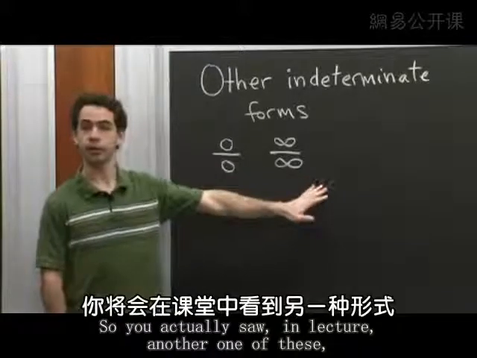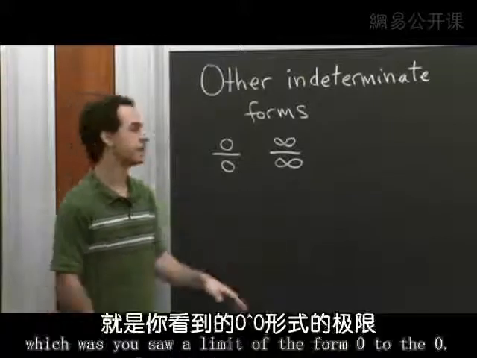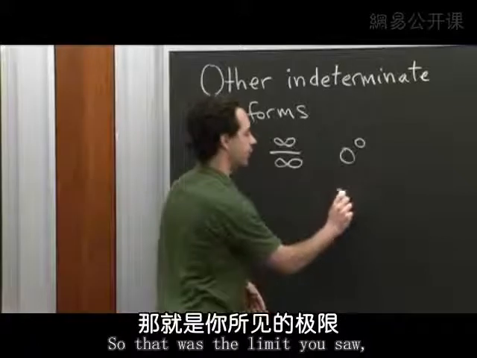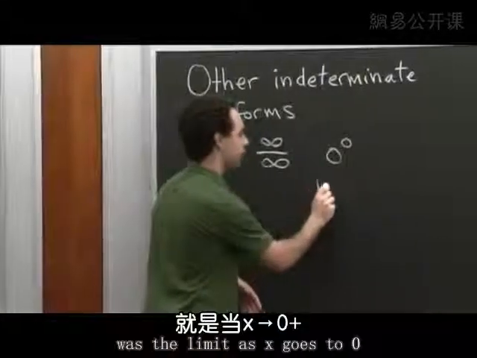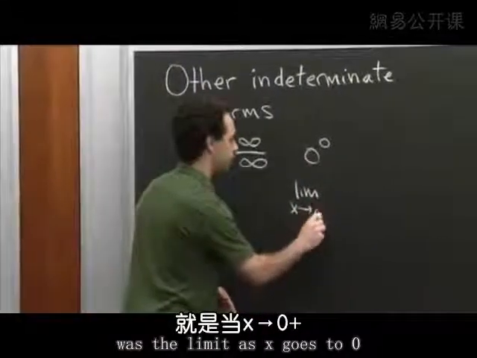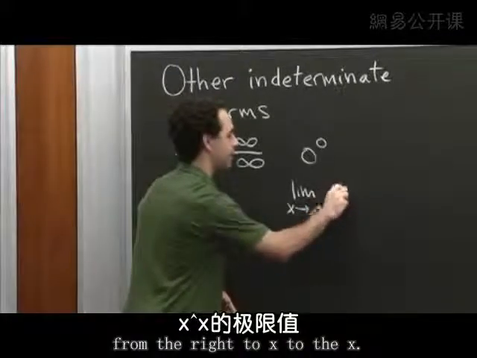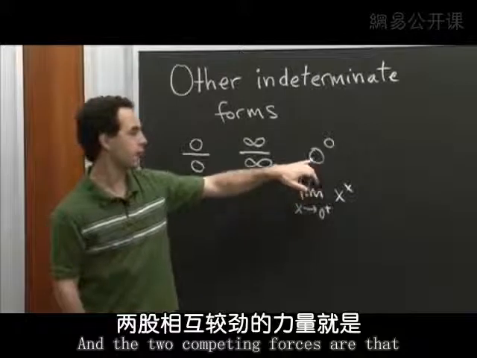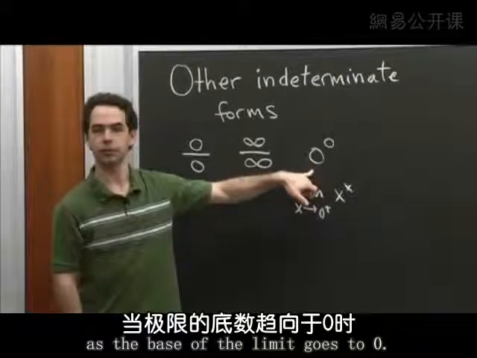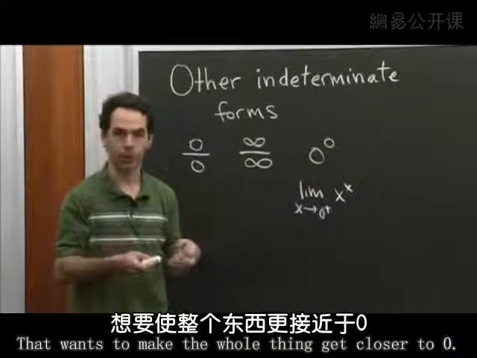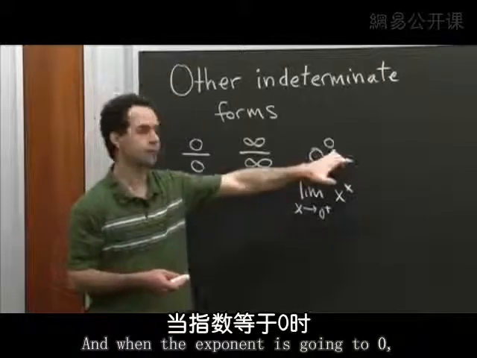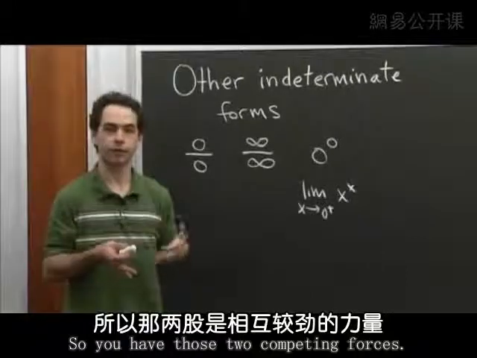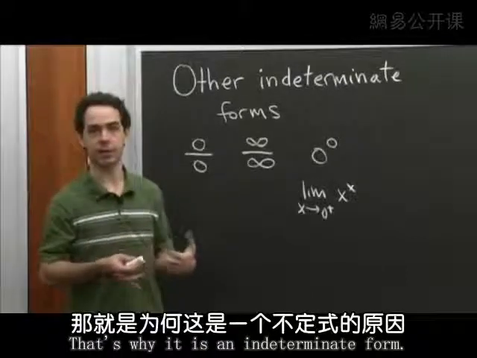You actually saw in lecture another one of these, a limit of the form 0 to the 0. The limit you saw was the limit as x goes to 0 from the right of x to the x. The two competing forces are that as the base goes to 0, that wants to make the whole thing get closer to 0, and when the exponent is going to 0, that makes the whole thing want to get closer to 1. Those two competing forces are why it's an indeterminate form.